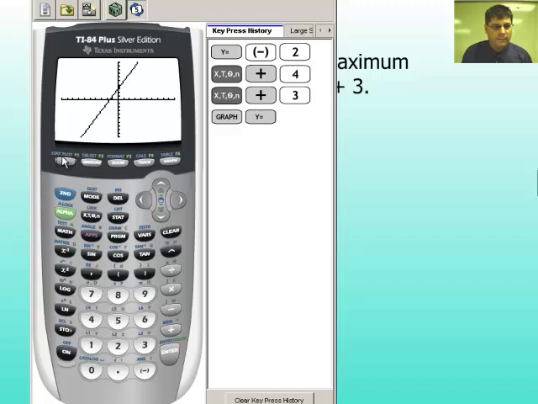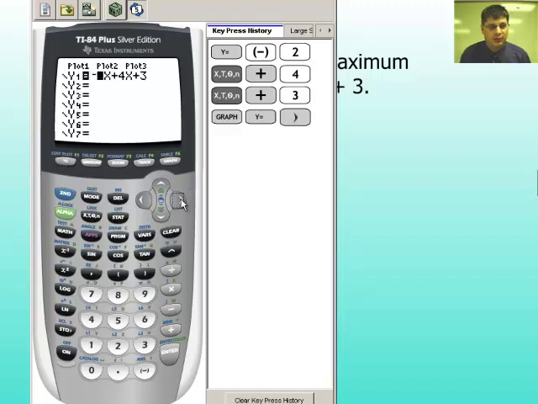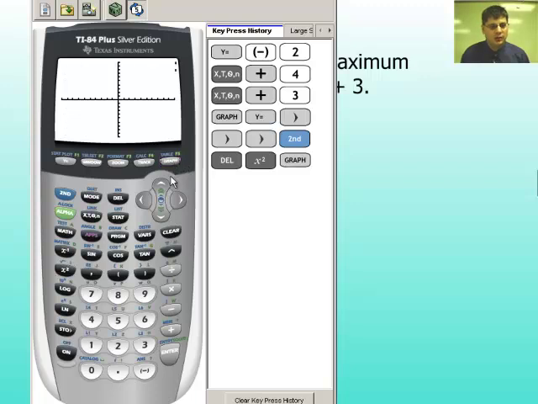Oh, my mistake. I forgot to put the squared. So I'm going to go second, insert, squared. Now, that's why we were getting a line. Okay, so now I have my parabola. I clearly see it opens down just like we anticipated, and the vertex is going to be a maximum. But instead of having to find the axis of symmetry and plugging the x value into the equation, then finding the y value to get the vertex, let's go ahead and do this.